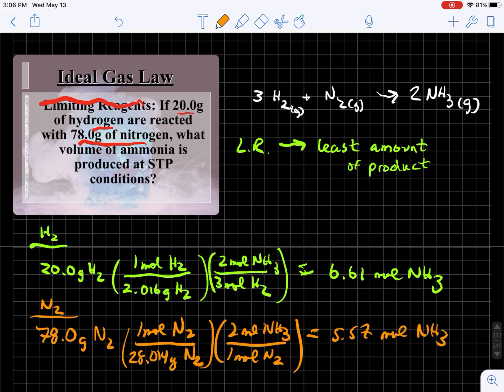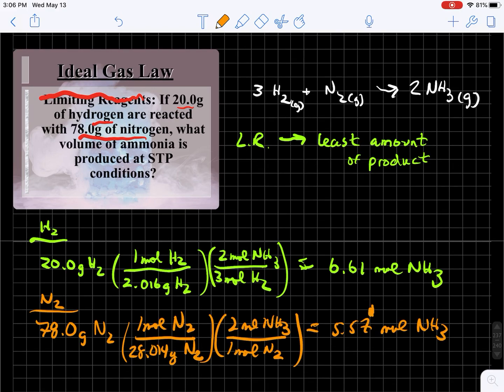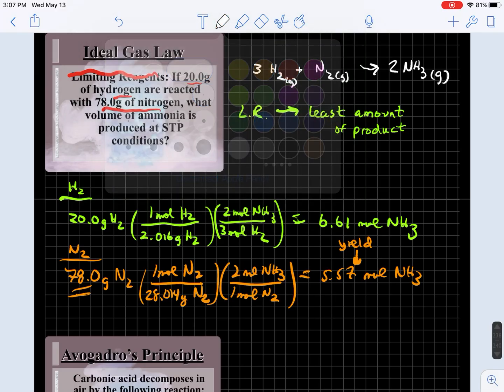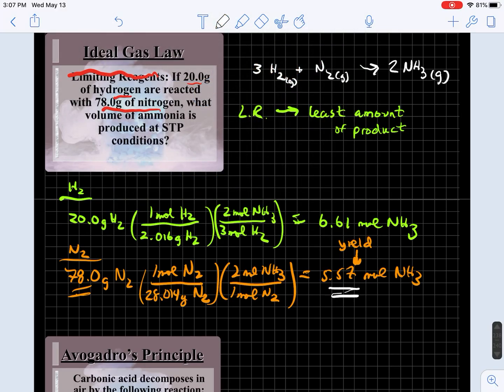So what happens in this reaction is that the 5.57 moles is my yield because 78 grams of nitrogen are going to be consumed at that point. Not all 20 grams of the hydrogen will. We'll have some hydrogen left over. But the one that produces the least amount of yield is my limiting reagent, and that's the one I use to calculate my final yield.